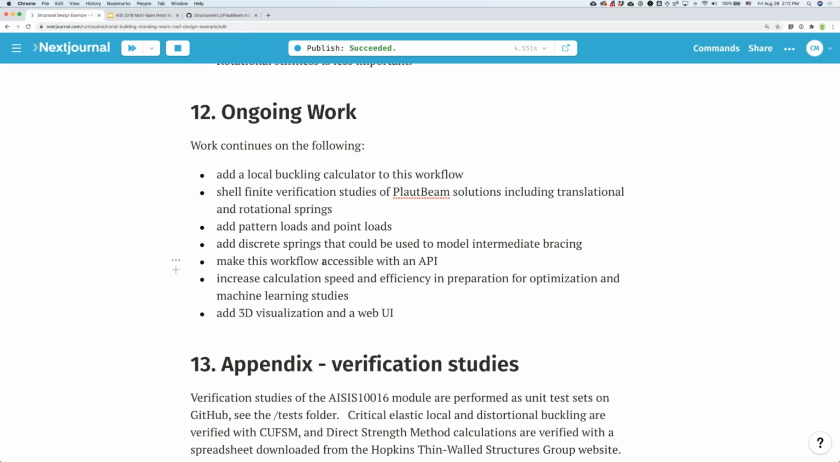Making this workflow accessible with an API: these days, you could just host this on some remote server and make a call to it and send, okay, this is my purlin line. You send it through your browser and it sends back the answer. That's how Facebook works. It's how any app we're using works these days, through APIs. And so all of this could be done with an API, and I'm working on that.